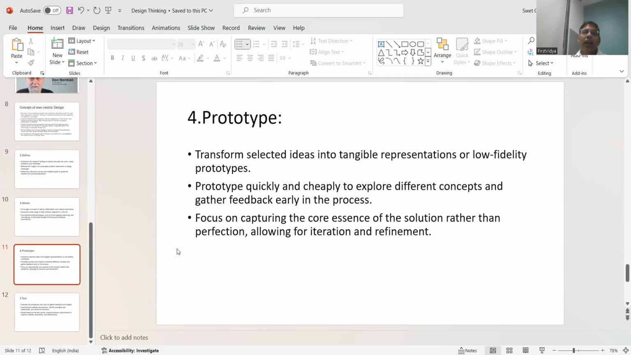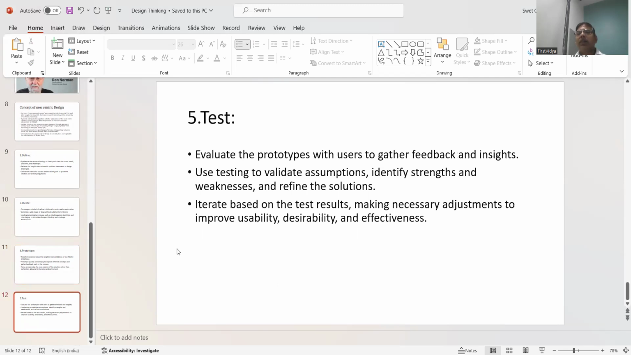So this is prototype, and then test. Finally, testing has to be done. The product goes to testing. It's a very simple concept. We have to find the stages, testing.